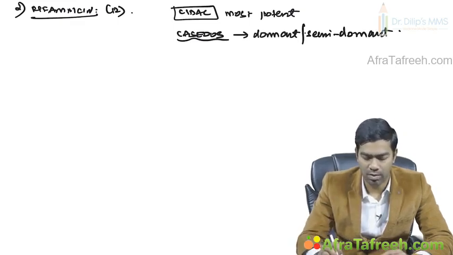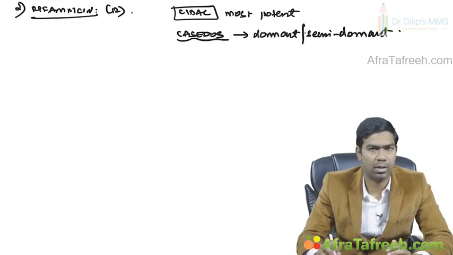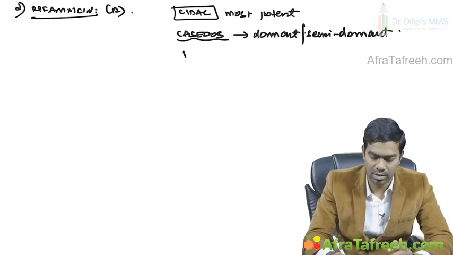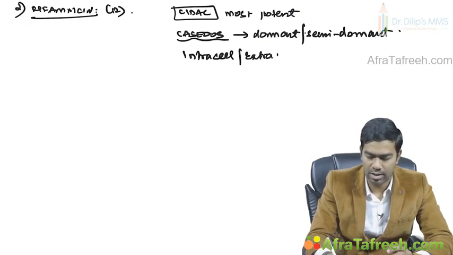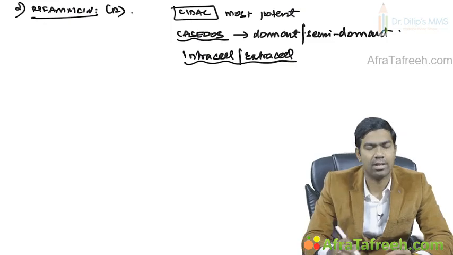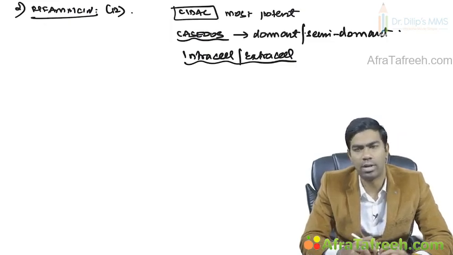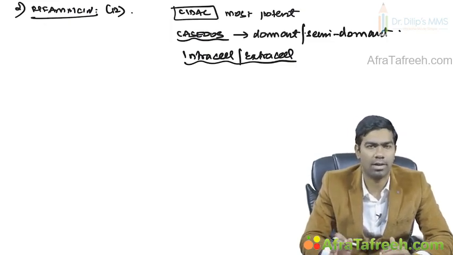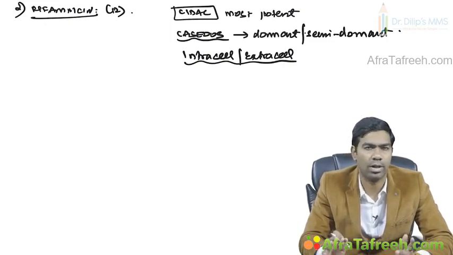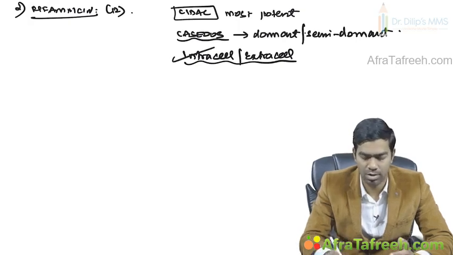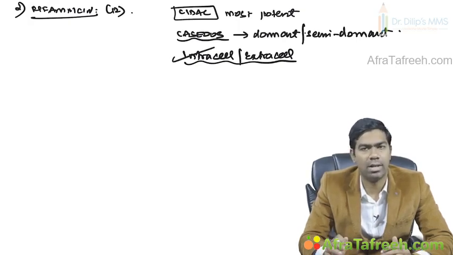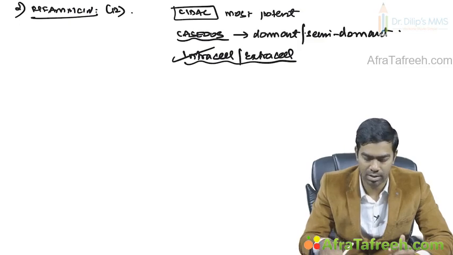Clear? And one of the other important aspects of rifampicin is that it's going to act on both intracellular as well as extracellular bacteria, like your isoniazid. I told you only two drugs act purely on intracellular or extracellular: pyrazinamide acts only on intracellular bacteria, and streptomycin acts only on extracellular bacteria. But isoniazid, rifampicin and ethambutol are going to act on both intracellular as well as extracellular bacteria.